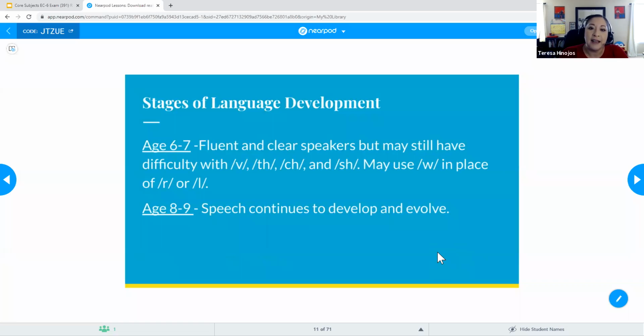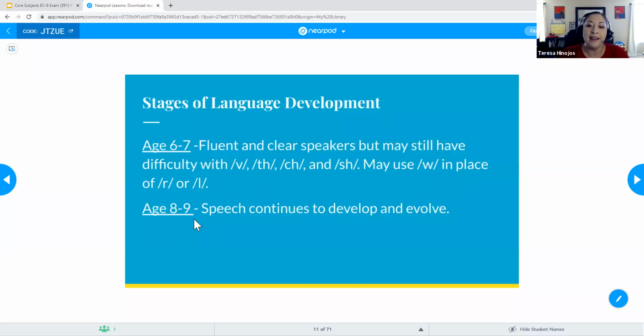Okay, so from age 6 to 7, they should be very fluent and clear speakers, but they may still have difficulty with these sounds: the v, ch, and sh. So if you have a child around that age, some of these may sound the same, because they're still working on getting the differences between them. And they may also use a w in place of an r. Again, it's what they're hearing and it's not what they should be saying, so there are still some issues with that connection.